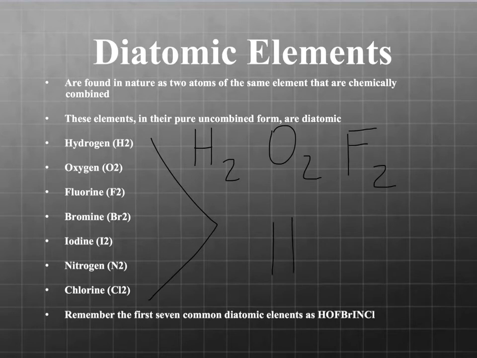So this means that one hydrogen atom is paired up with a second hydrogen atom, and they're floating around in the air. So it's hydrogen, oxygen, fluorine, bromine, iodine, nitrogen, and chlorine. To remember these, and it's going to be important to remember these, we're going to be using these throughout the year, we refer to it as Hofbrinkel. So hydrogen, oxygen, fluorine, bromine, iodine, nitrogen, and chlorine. Hofbrinkel. And these are all the diatomic elements.